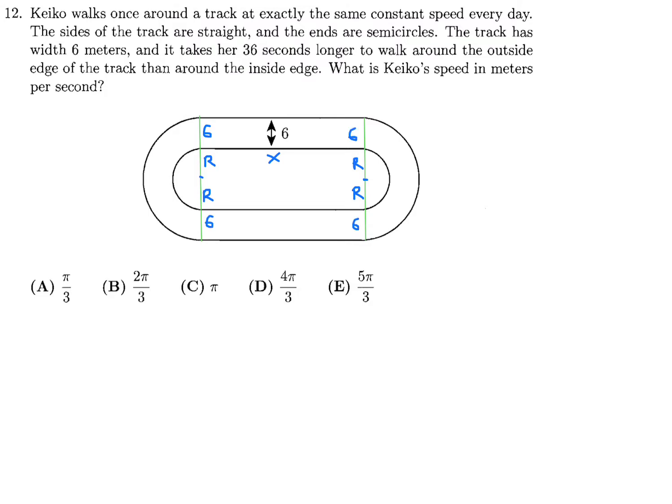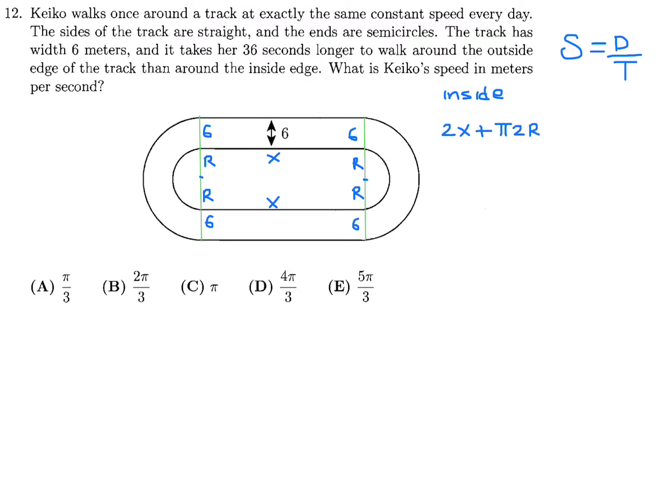All right, so we're going to use the formula speed is equal to distance over time. Now, on the inside, when we are walking just on the inside right there, the total path will be equal to 2x, right, the 2 straightaways, plus the circumference of an entire circle, because it's 2 semicircles. And the circumference of an entire circle is pi times diameter, or pi times 2r.